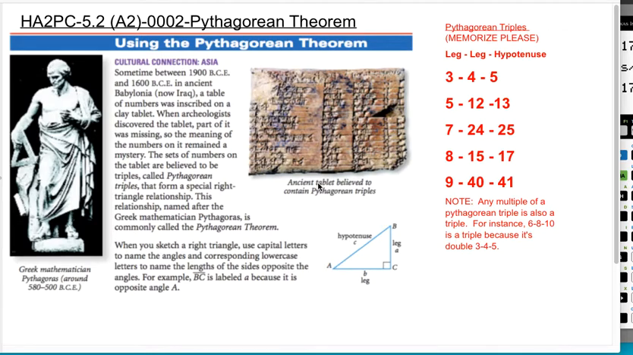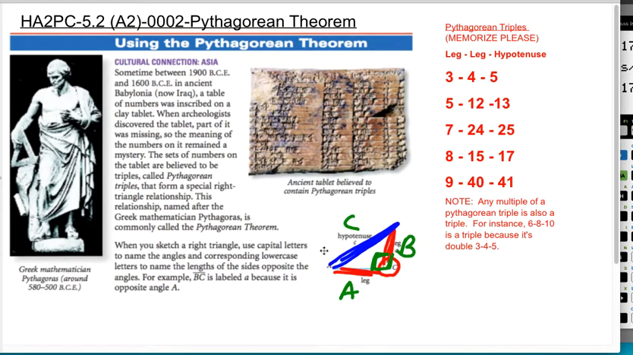If we look down here, the legs of a right triangle are the sides that touch the 90 degree angle. Here's our 90 degree angle, and the legs are the two sides that touch it. Sorry, I'm terrible at drawing. The hypotenuse is the side opposite that 90 degree angle. The hypotenuse is always the longest side, and it's generally C in the Pythagorean theorem. So C is the hypotenuse, and A and B are the two legs. It doesn't really matter which one you call A or B.